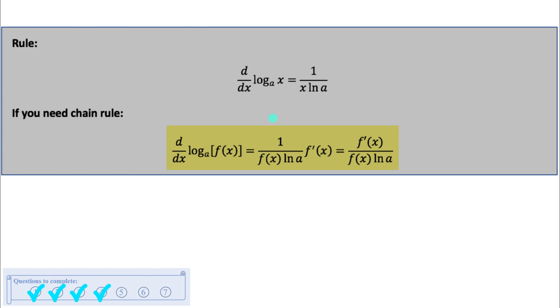So we'll start off the same. We'll differentiate the outside with respect to the inside. So it would be 1 over the argument times ln of the base. But then that will have to be multiplied by the derivative of the inside function. So the derivative of the argument. And then we could simplify that a bit. 1 times f prime of x, we could just move that f prime of x into the numerator.